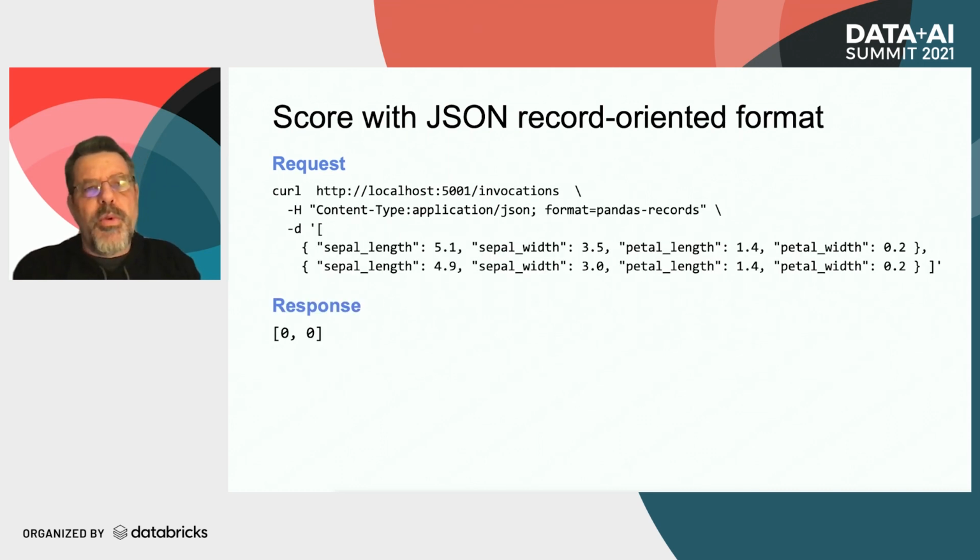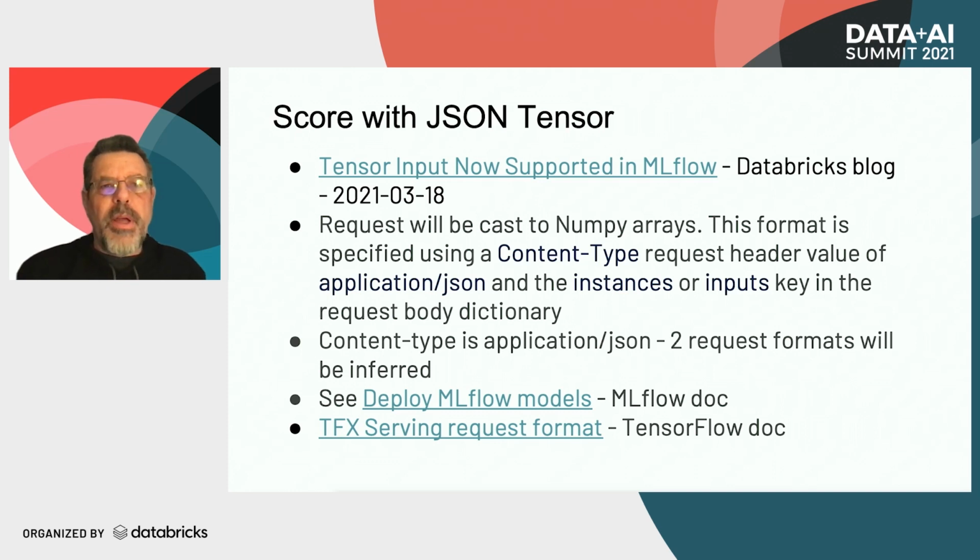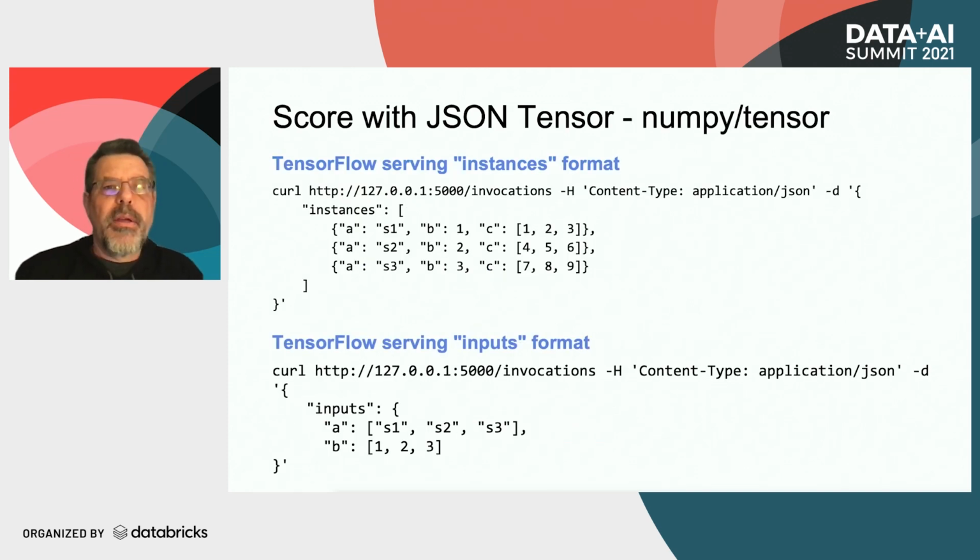And finally, this was just released a few months ago. As I mentioned, there's a new format called tensor input now. So the request will be cast to a standard Python NumPy array, and the input is in JSON, and there are two subtypes of formats per TensorFlow documentation. You can see this at the TensorFlow Serving webpage. Here's an example of what it would look like if you were submitting a tensor input. Quite similar to the JSON input.